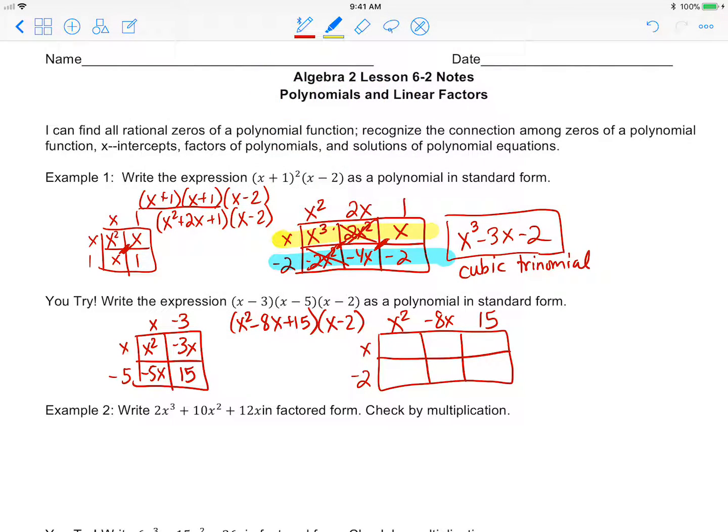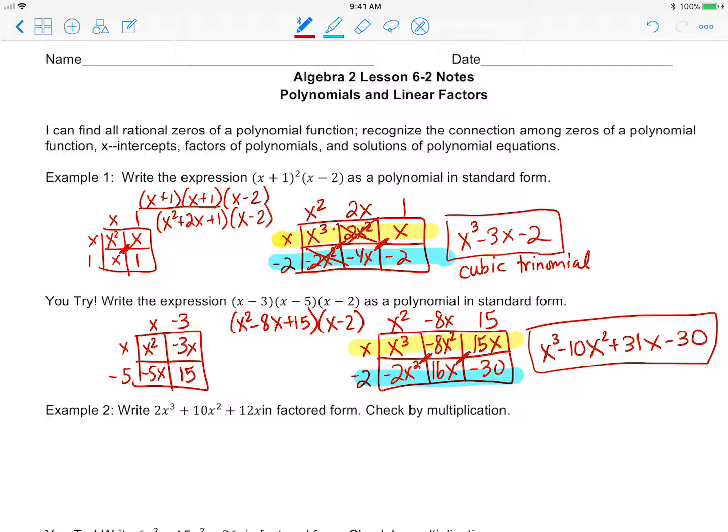Going along the top row, we will get x cubed, negative 8x squared, and 15x. Now going along our bottom row here, we get negative 2x squared, positive 16x, we have a negative times a negative, and then negative 30 here, okay? Now, combining like terms along our diagonals, we get x to the third power, the only thing to the third power. We get negative 10x to the second power. Negative 8 and negative 2 gives us negative 10. We have 31x, 16 and 15 give us positive 31. And finally, the negative 30 at the end.